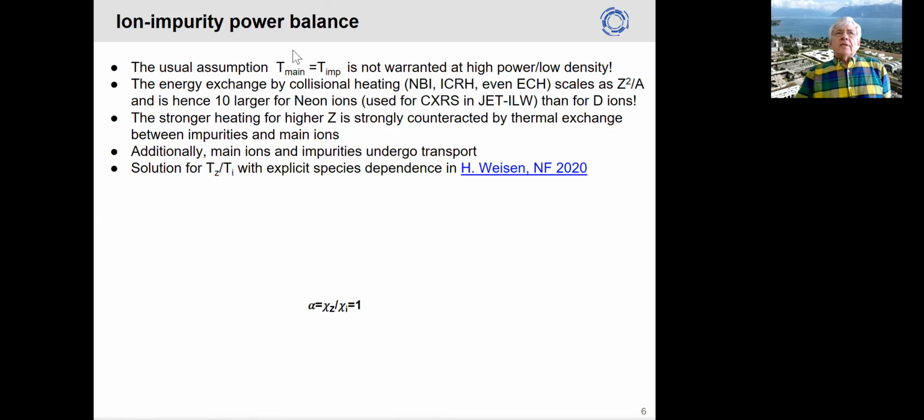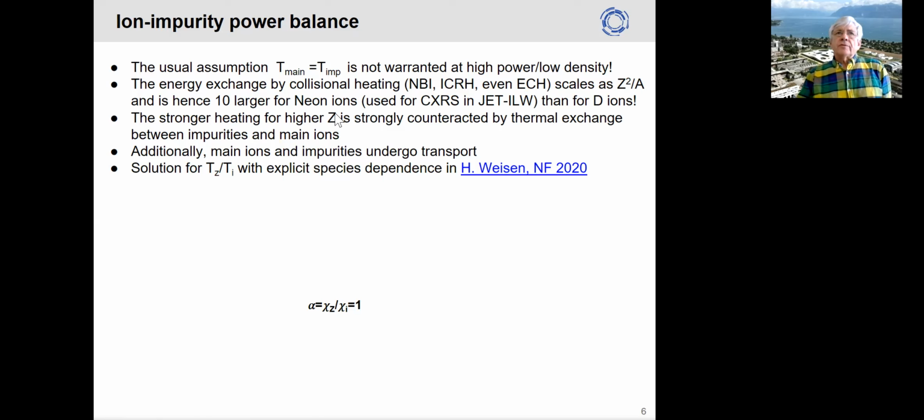The usual assumption that the main ion temperature is equal to the impurity temperature is not warranted at high power and low density. The energy exchange by collisional heating from NBI, ICRH, and even ECH scales as Z squared over A and is hence 10 times larger for neon ions than for deuterium ions.